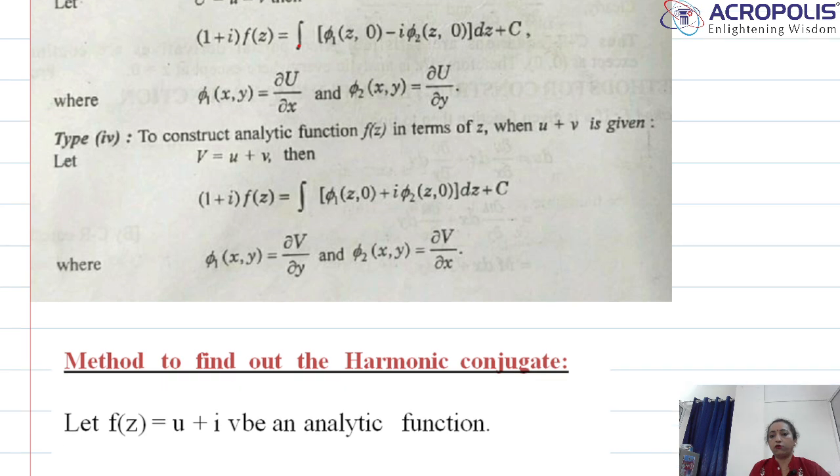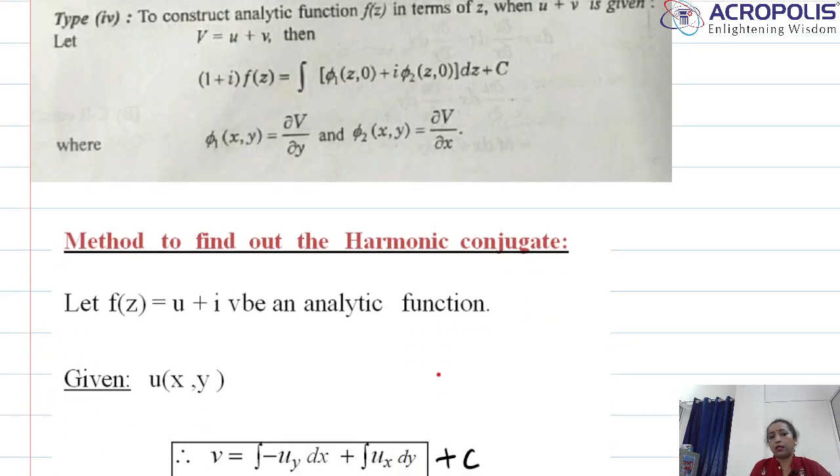The fourth formula is to construct an analytic function f of z in terms of z when u plus v is given. So first we will consider capital V is equal to u plus v. So the formula will become (1 plus i) f of z is equal to integration of (phi 1(z, 0) plus i phi 2(z, 0)) dz plus c, where phi 1 represents del V by del y and phi 2 represents del V by del x.